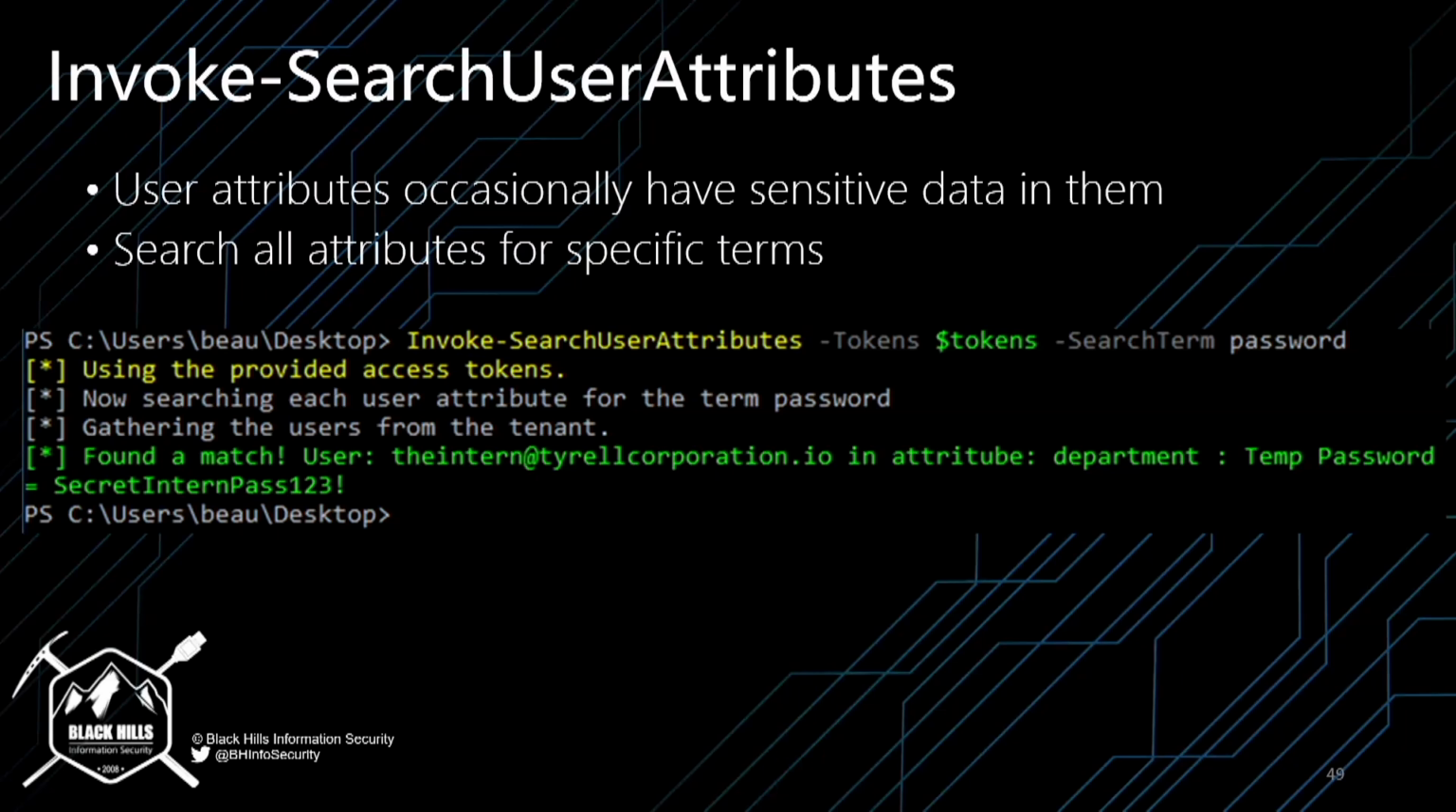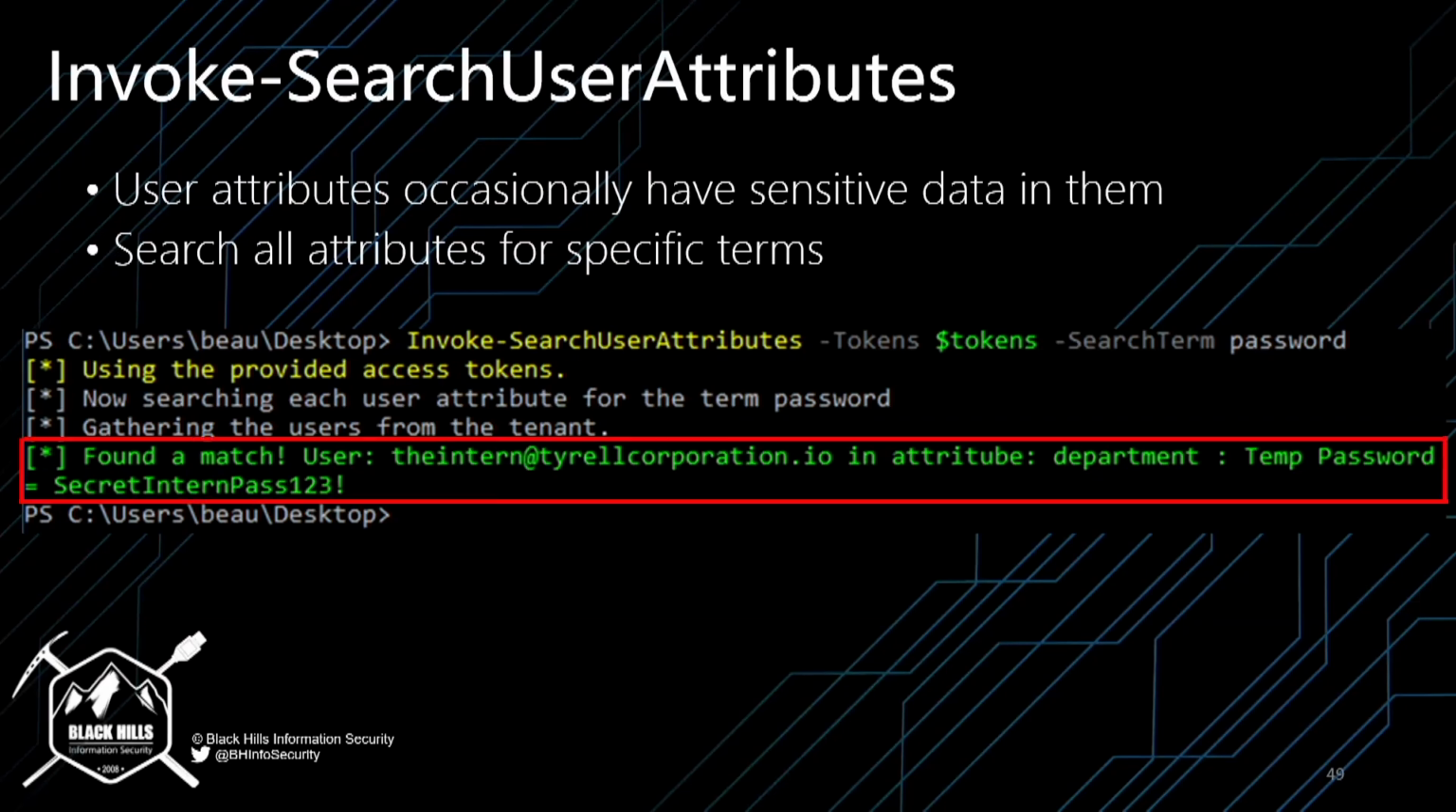Same thing happens on the Azure side. So what this module does is it goes and pulls every bit of information that Azure has for you, all the attributes, and then searches through them for terms like passwords. Like in the example on the screen, I just searched for password, and we see temp password equals secret intern pass 123.